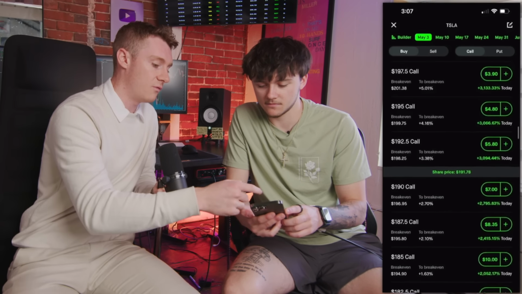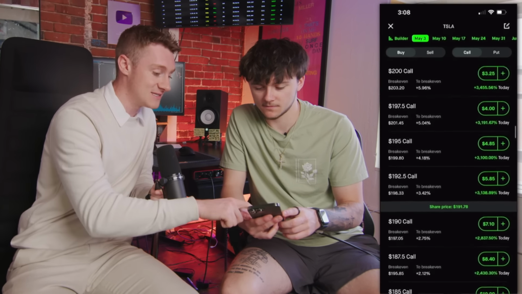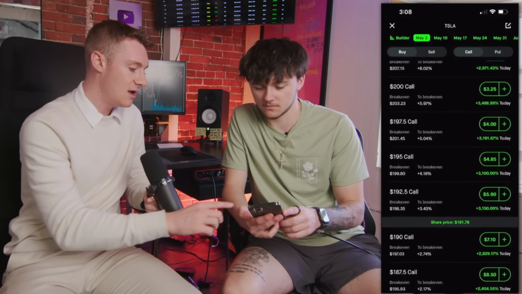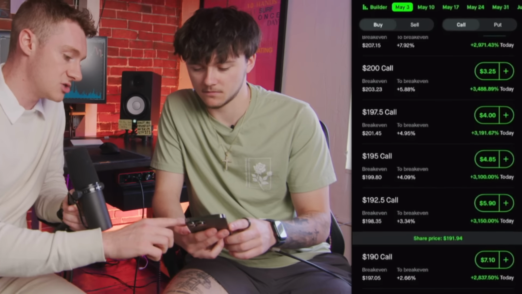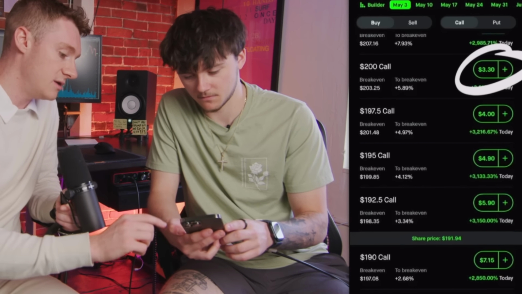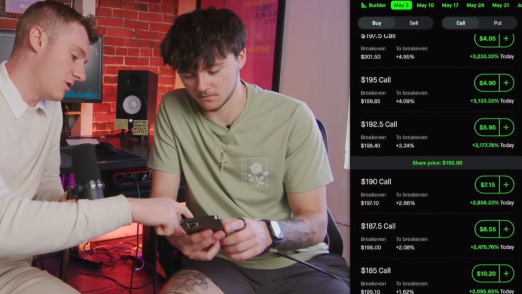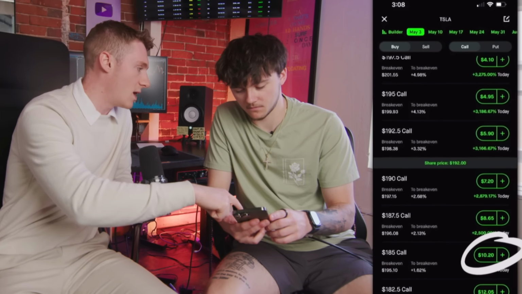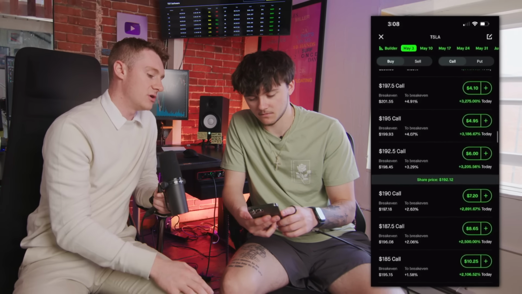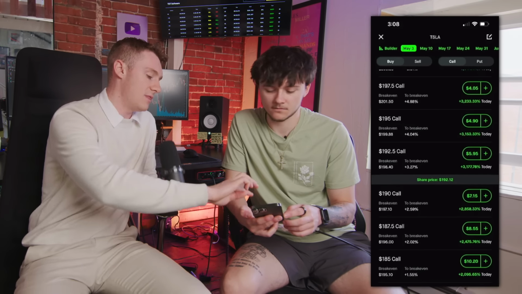So there's more value in these contracts, right? Whereas on the other hand, if we're saying, hey, by May 3rd, I think Tesla's going to be at $200, these contracts have less value. You can see they're actually cheaper. So these are $320 or $330 a contract, whereas these 185 calls are $1020 a contract. And so there's more intrinsic value in the in-the-money contracts.